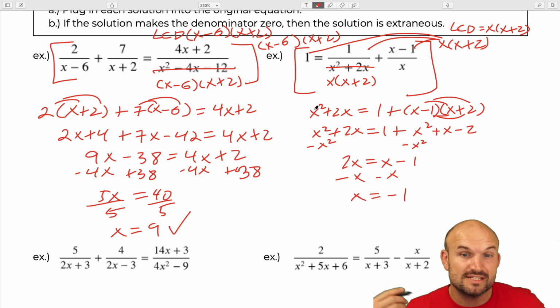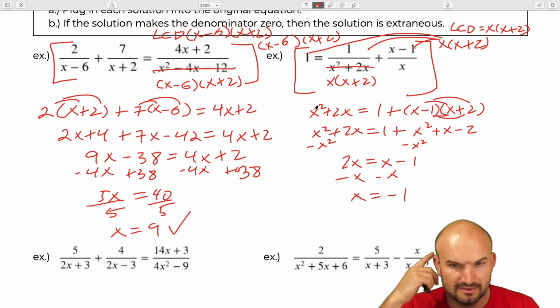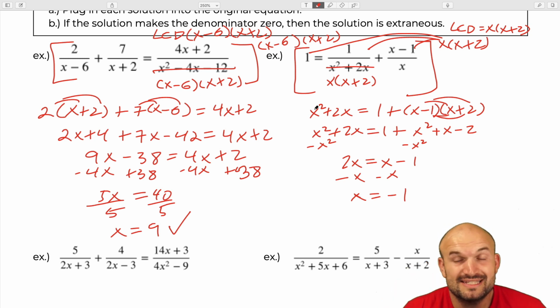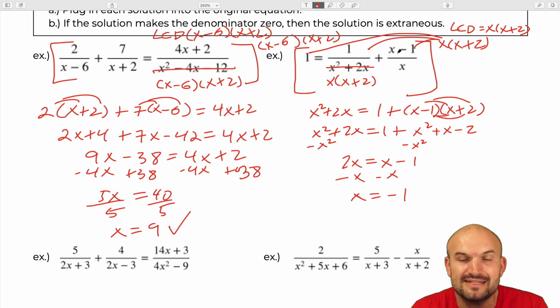And again, you can see it was a quadratic, right? But what happened to that quadratic is those got added to 0. So in this case, even though it was a quadratic, we only have one real solution, which is x equals negative 1. And again, we plug negative 1 back into our original equation, and as long as it doesn't make our denominator equal to 0, guys, we're looking good.